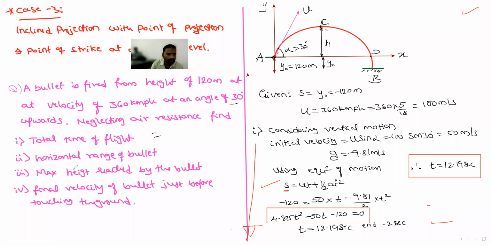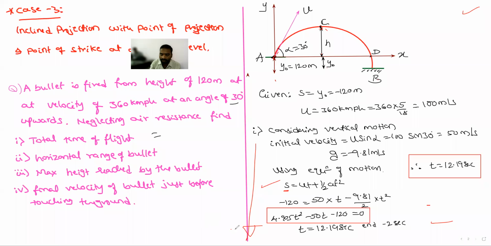Yes, sir. Okay. Then horizontal range of the bullet. How to calculate the horizontal range of the bullet? Horizontal range means we need the A to B distance. So first of all you have to calculate R. What is the formula for R? R is equal to range is equal to U square sin square alpha.